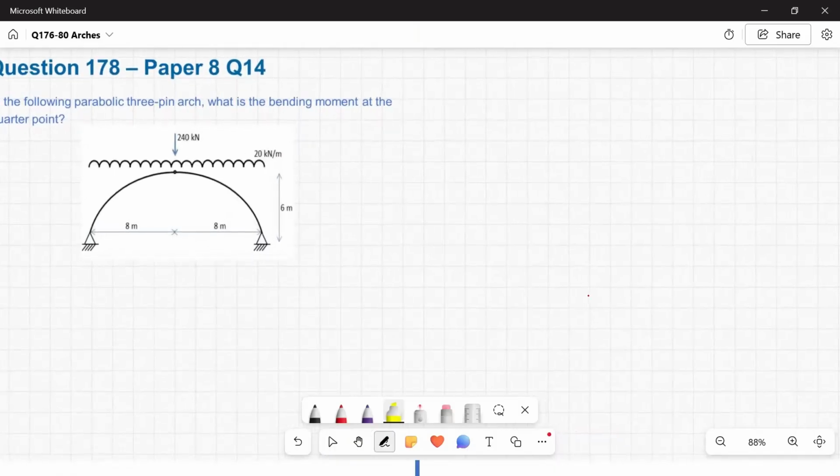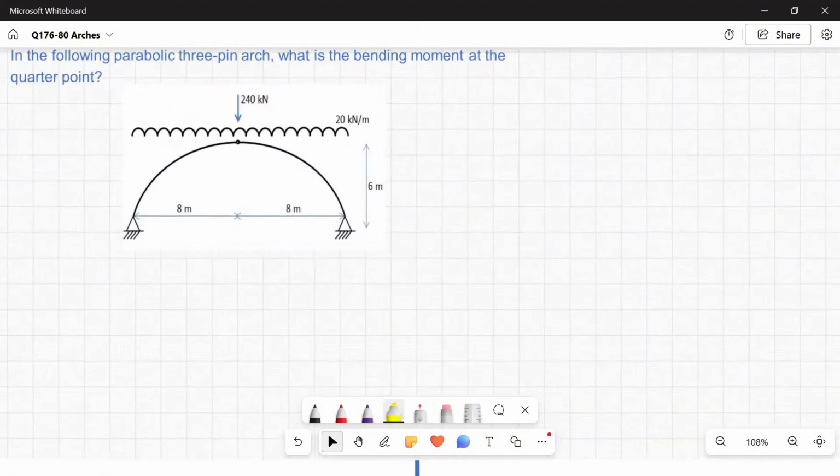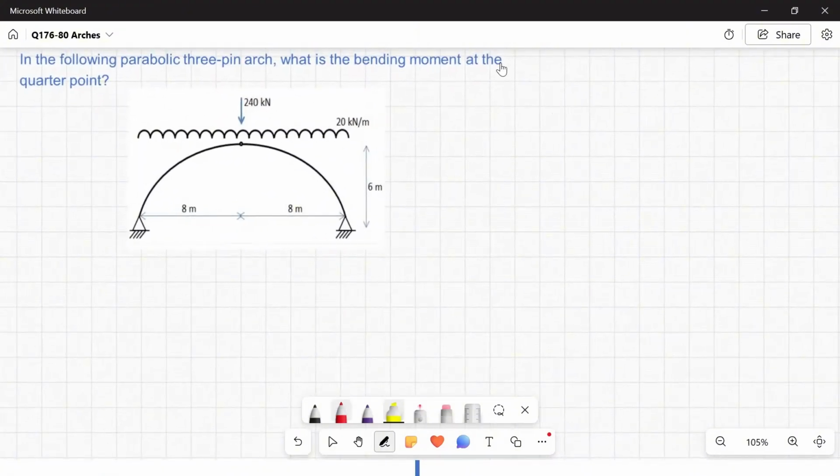So for solving this question, let me name this. If I say this is VA, this is B and this is C and this is A, then I will have HA over here and VC and HC. See, the key thing here is that I need this height, which is called Y, and we need to find out moment at this quarter point.